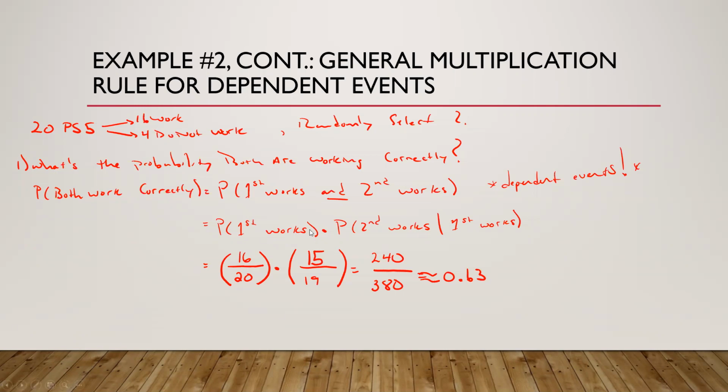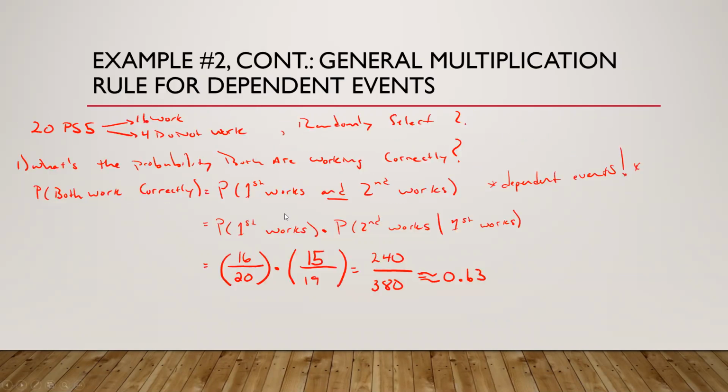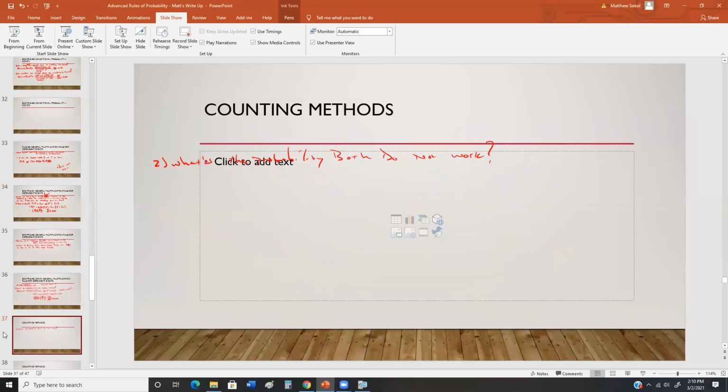Okay, enough of a little bit of a sidebar here, but I've got two more follow-up questions for this. So I'm going to go to the next slide if everybody's okay. So remember, you're going to select two. What's the probability both do not work? So that means you're going to select, oh, shoot, I'm on counting methods.